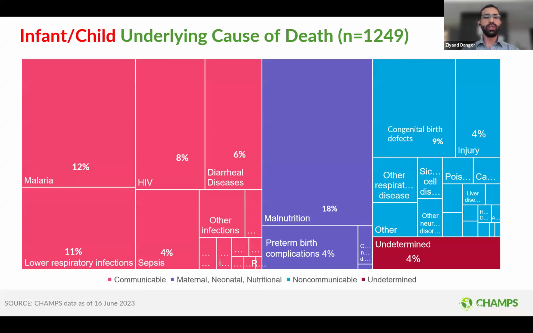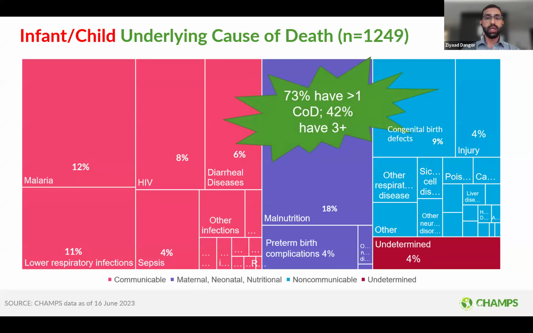Now, let me draw your attention to infants and children. So I'm really talking about those from 1 month to 59 months of age. And here you can see the spread is much more vast, going right down from HIV-related causes, lower respiratory tract infection, malnutrition, congenital defects. So the spread is big, but let's tease this out a bit more.